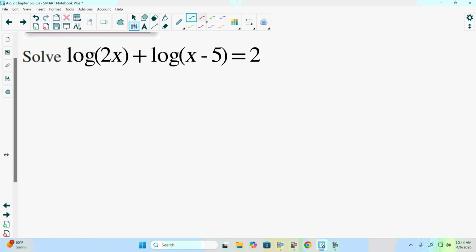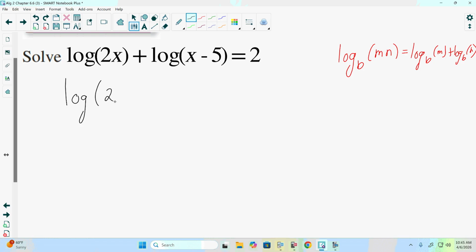Luckily we can rewrite this as a single log according to our product property. The product property says if we have two things being multiplied inside the log, we can rewrite it as a sum of logs. Or if we have two logs with the same base being added together, we can rewrite it as a single log with what's inside being multiplied together.